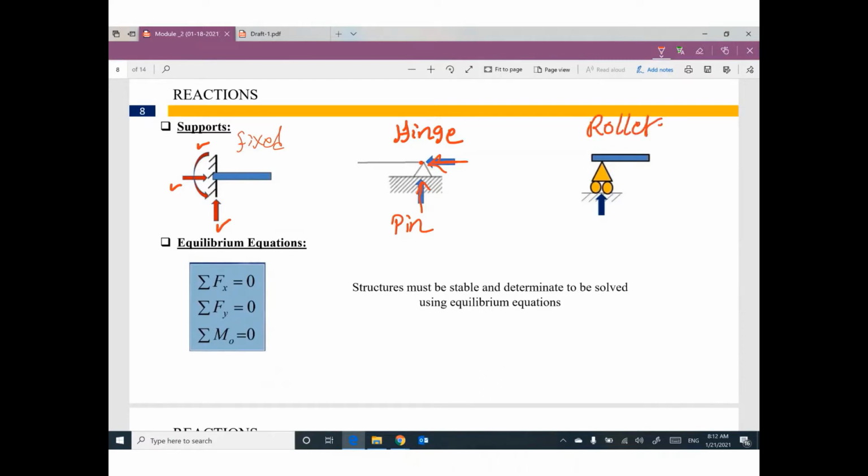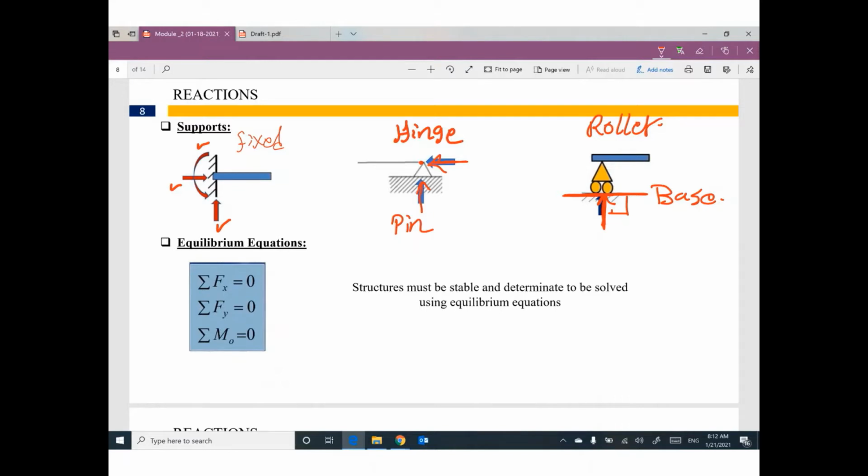Do you remember how many reactions for roller? One reaction, vertical or horizontal? No, there is only one reaction, perpendicular to the base of the roller. Perpendicular.